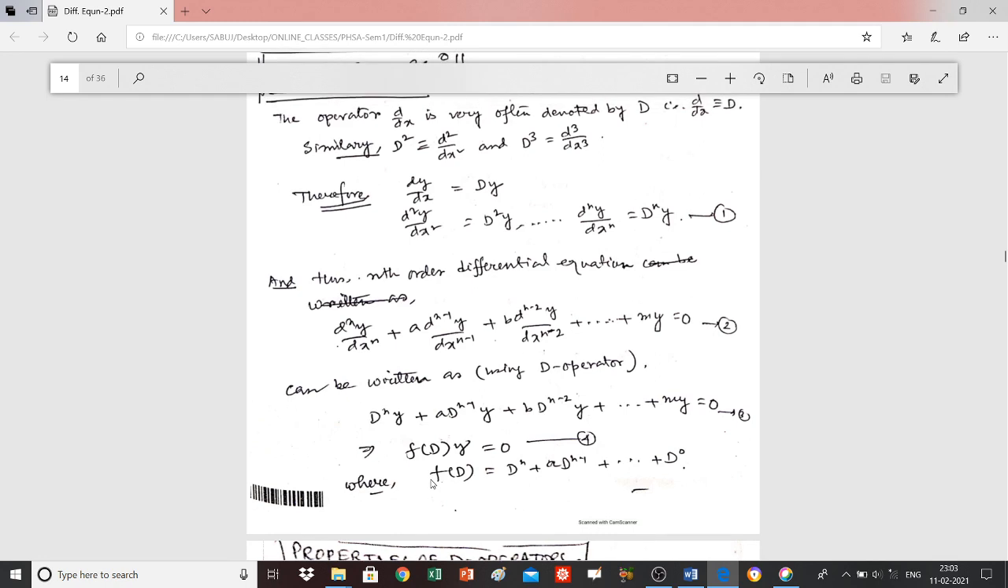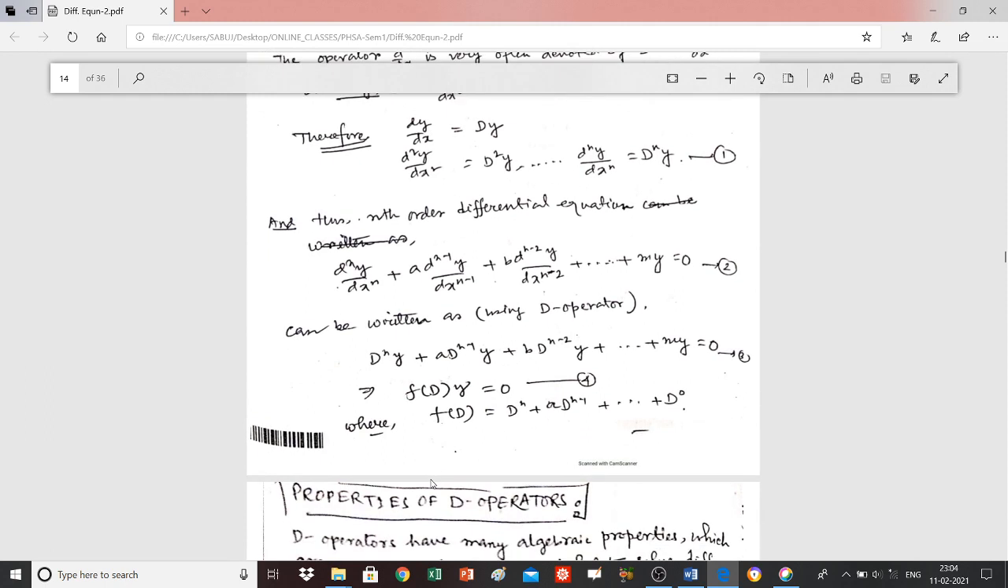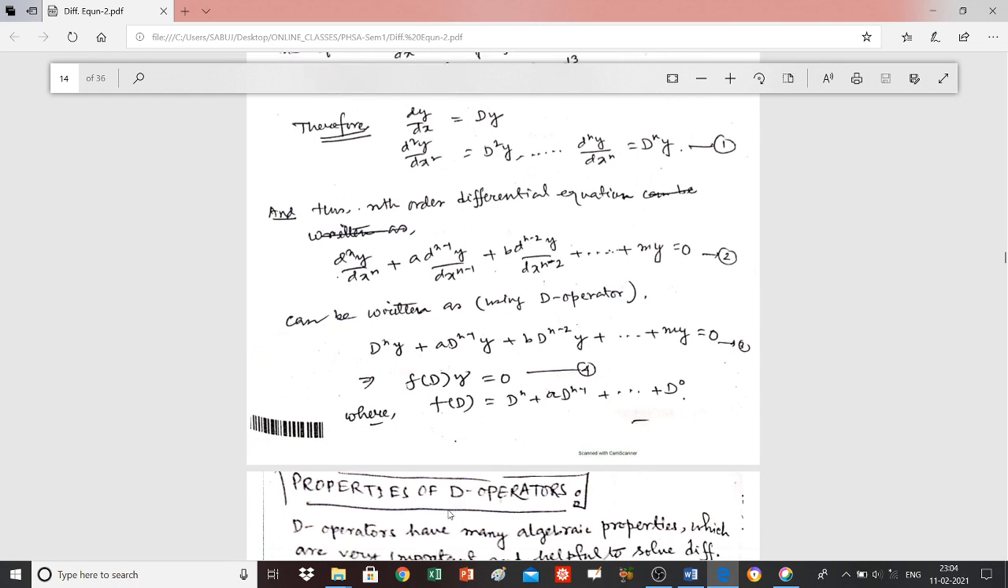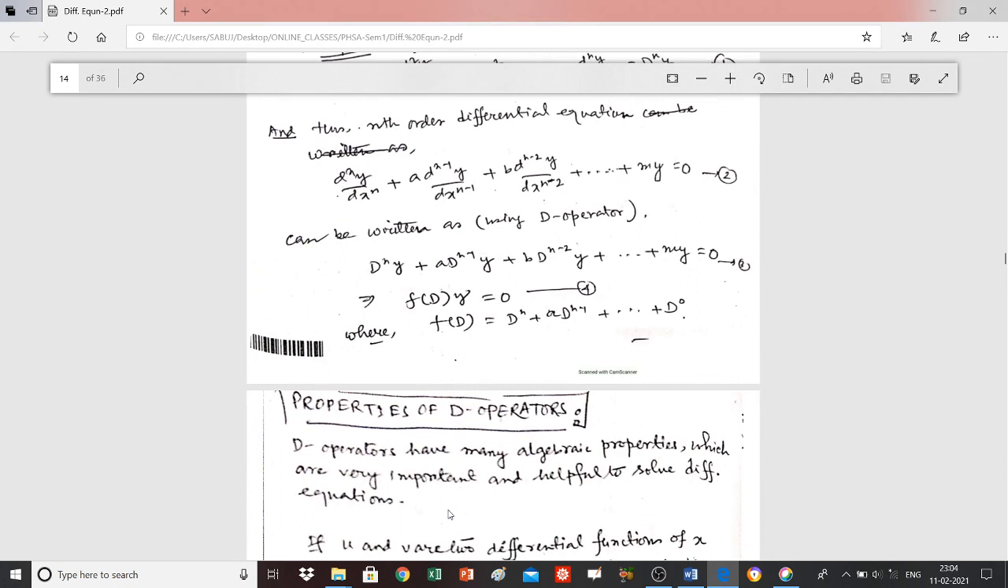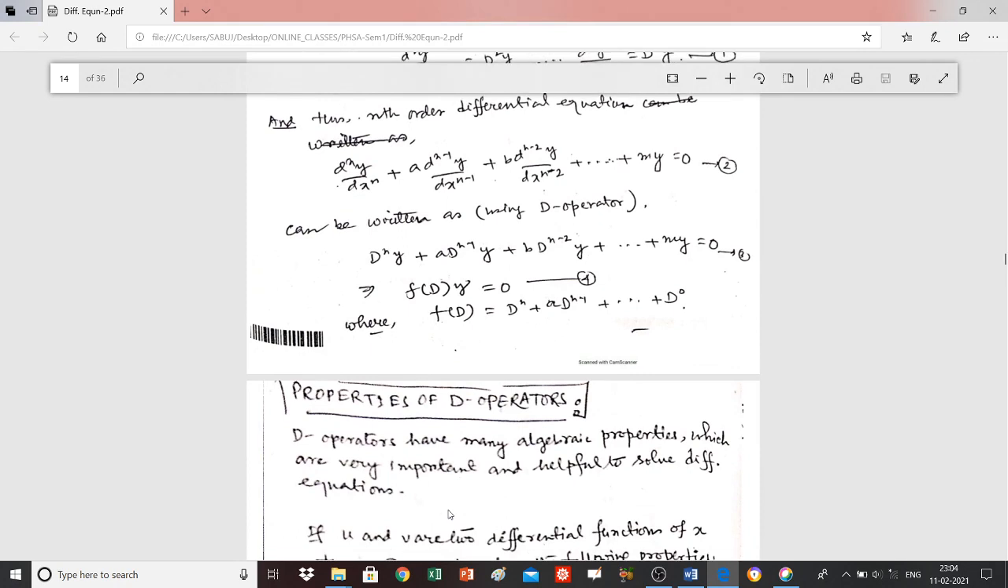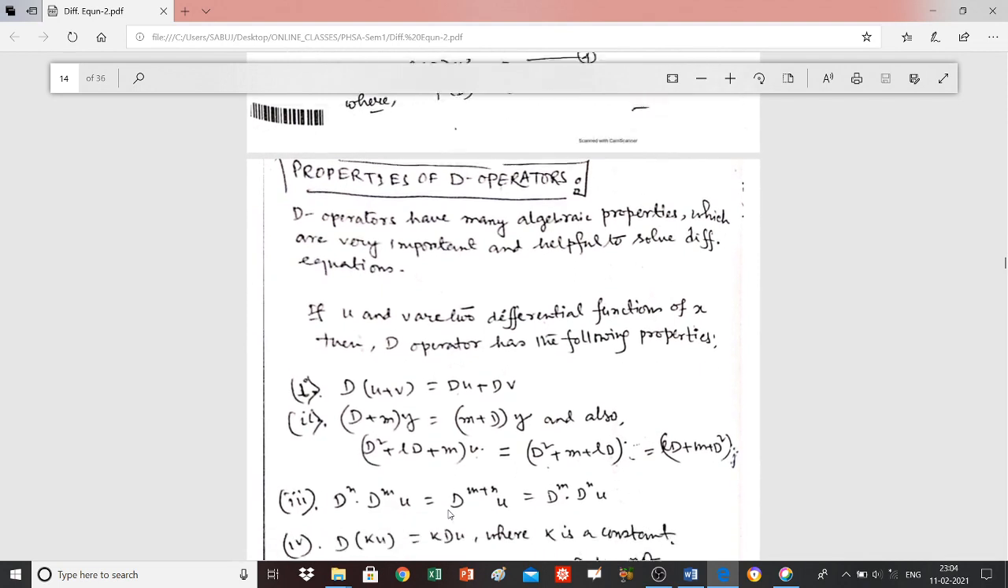So a second order differential equation can be written in this way, and in the next few slides you will understand the beauty of applying the D operator in solving second order differential equations, especially to find the particular integral of the non-homogeneous second order differential equation. Now, properties of D operators.